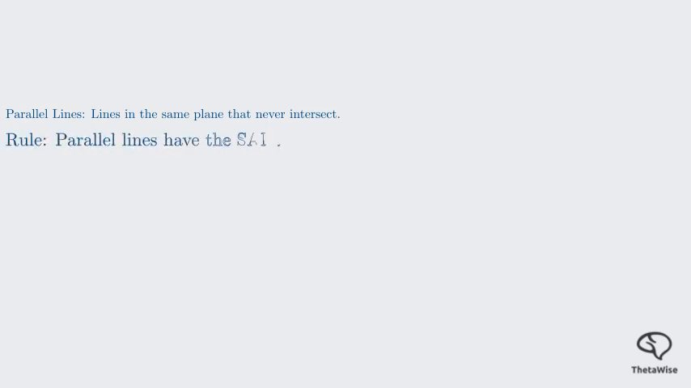Now that we've reviewed slope, let's talk about parallel lines. Parallel lines are lines that lie in the same plane and never intersect. Think of the rails on a train track. They run side by side forever. What do you think must be true about the steepness of two lines that never intersect? They must be going in the exact same direction. And that's the key. The rule for parallel lines is that they must have the exact same slope. If two lines have the same slope, they are parallel.